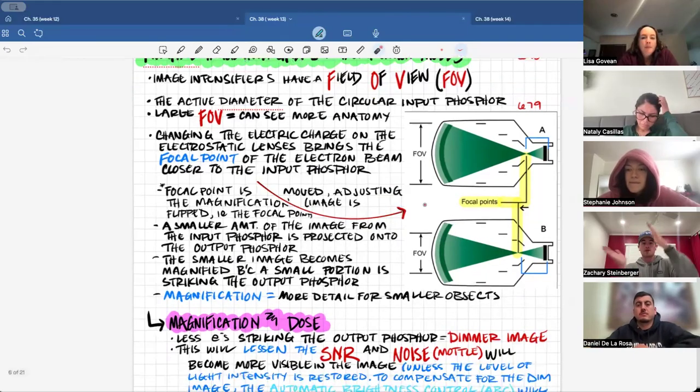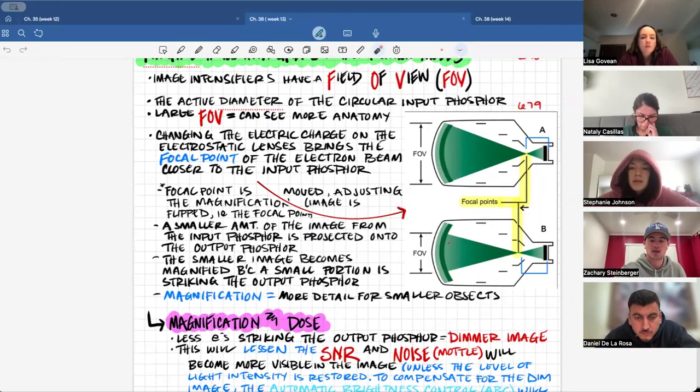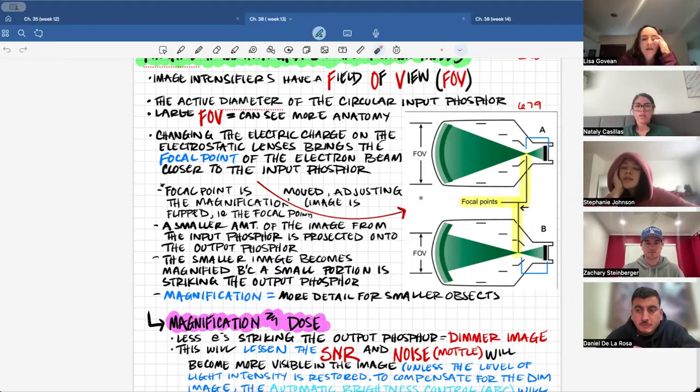But if you have 25%, that's going to decrease your input phosphor side while simultaneously increasing your output phosphor side. Okay, that makes sense? Yeah, that makes sense for sure. It's counterintuitive to me. Yeah, it is. I had it flipped, but okay, that helps. I think I kind of did too.